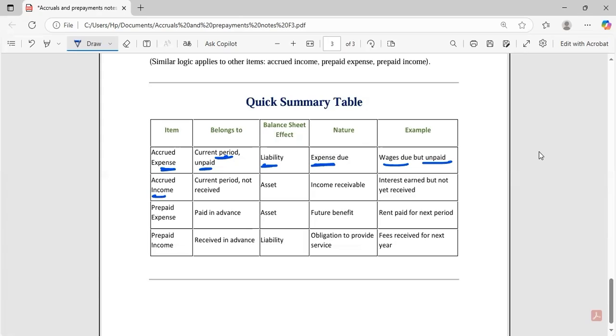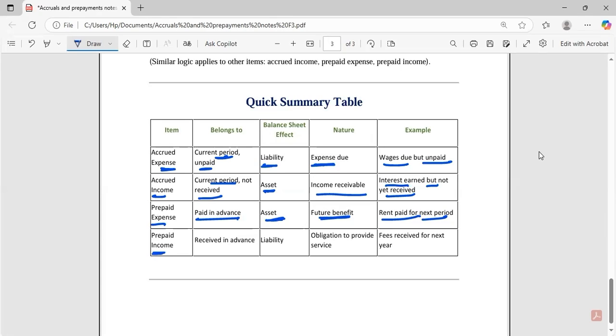Then accrued income, which we have earned but have not yet received. Since we have worked for an organization, it is an asset for us. It is an income receivable. For example, interest earned but not yet received. We generally earn interest, but we receive it after the end of the month, in the next month. Then we have prepaid expenses, the expenses which we have paid in advance. Since I have paid in advance but will receive future benefits, it would be an asset. For example, rent paid for the next period.